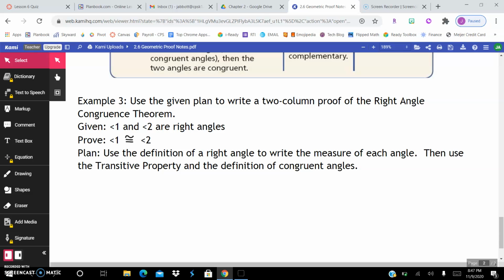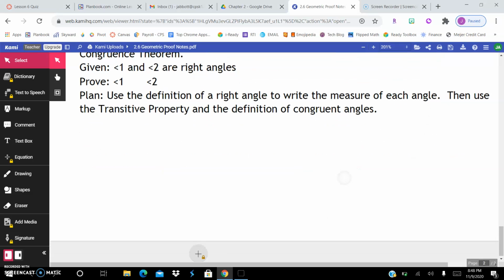So example 3 says to use the given plan to write a 2-column proof of the right angle congruence theorem. Given angles 1 and 2 are right angles, and we have to prove that angle 1 is congruent to angle 2. Our plan is to use the definition of a right angle to write the measure of each angle, and then use the transitive property and the definition of congruent angles. So they kind of give you stuff to work with here.